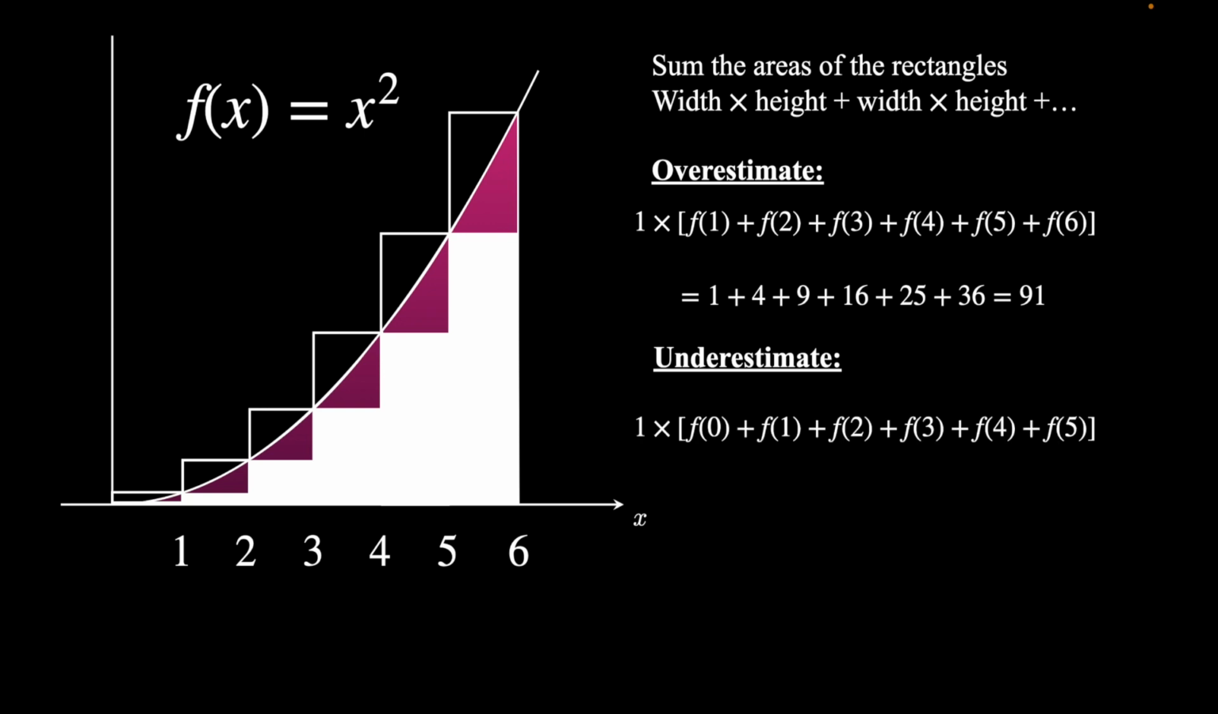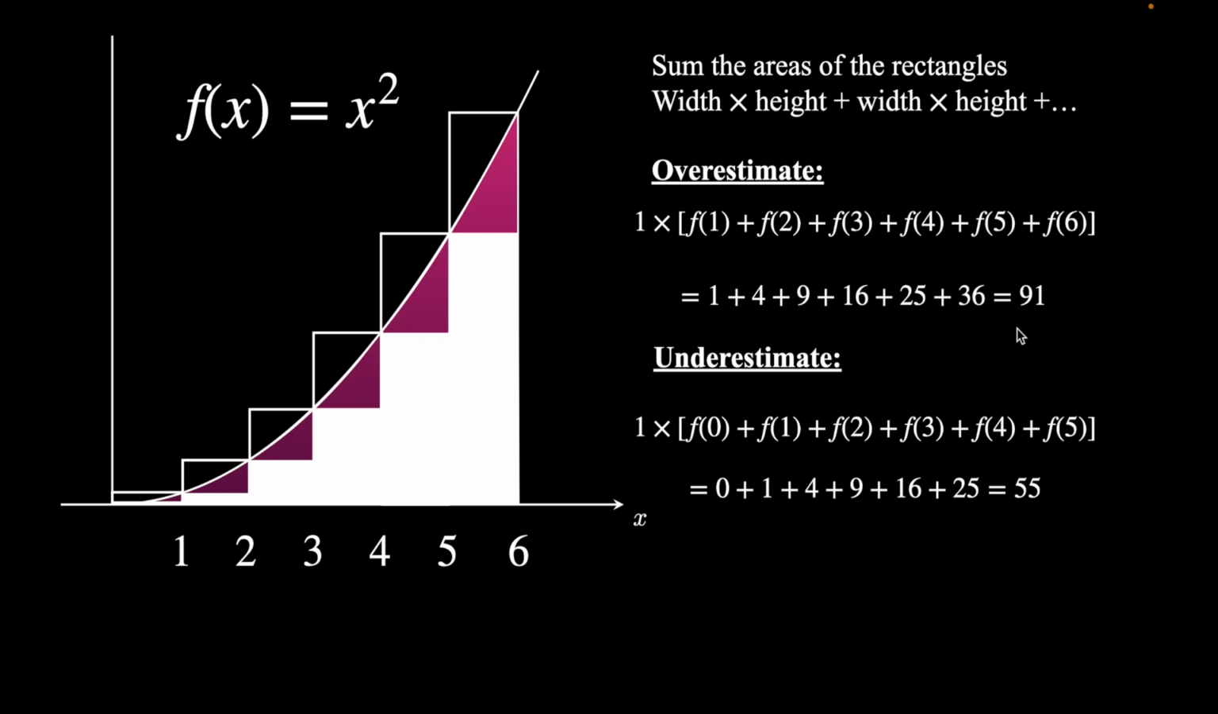So we get this sum for the underestimate, starting at f of 0 up to f of 5. This, again, we can work out will be 0 plus 1 squared plus 2 squared, and so on up to 5 squared, which gives us a total of 55. Again, very nice. We have an underestimate and an overestimate, so that area must be between those two numbers somewhere. Must be between 55 and 91. But we want an exact area. We don't just want some range of values, we want an exact area.